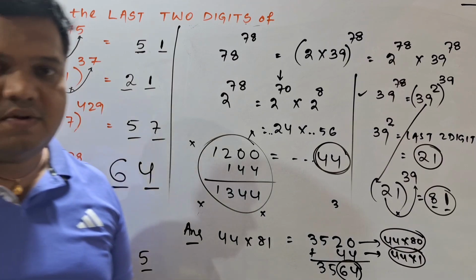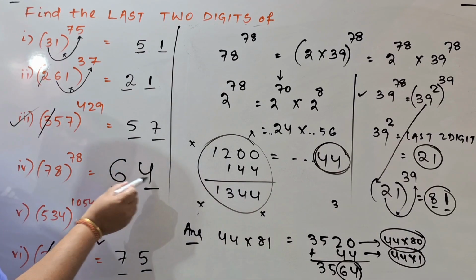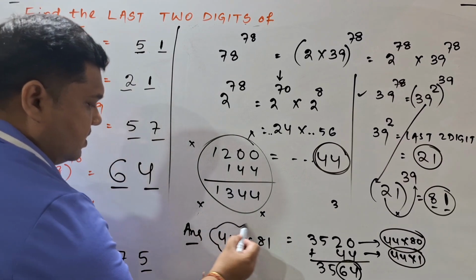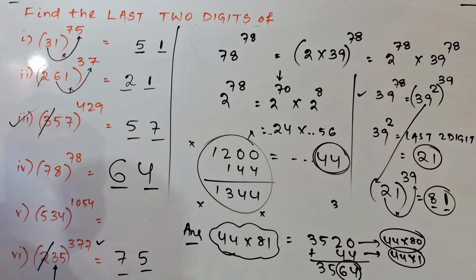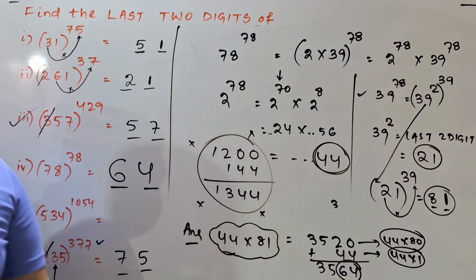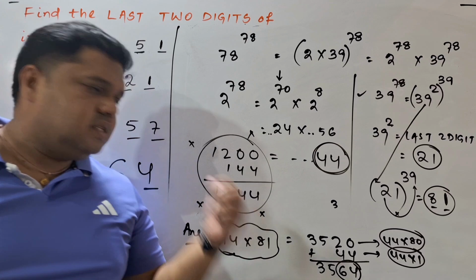3564. The last two digits are 64. Just multiply. This one is visible, I think, no issue. Up to this it is visible. If it is visible, good. Otherwise, you do the calculation.